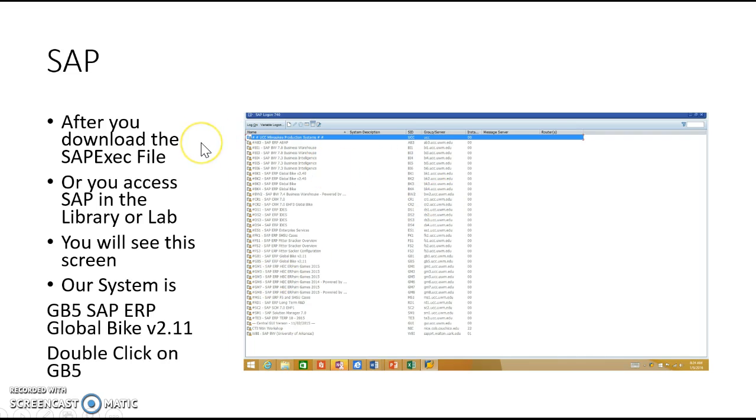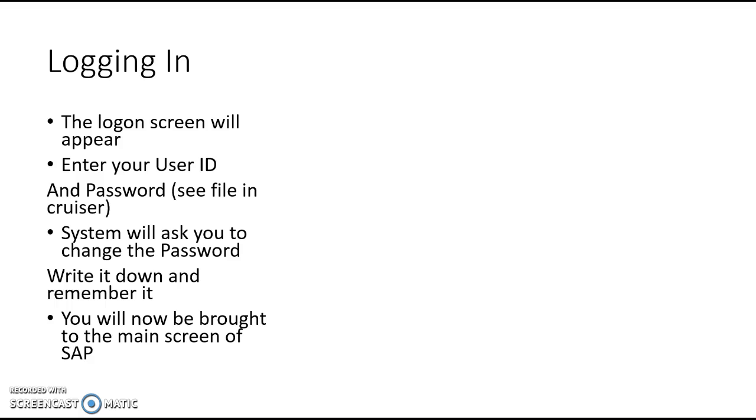This particular University of Wisconsin has big servers out there, and they host different instances for various SAP applications for a lot of different universities. Our particular company is GB5. So you'll double click on GB5 here, which says SAP ERP Global Bike version 2.11. You'll double click on that, and that will bring you to a logon screen.